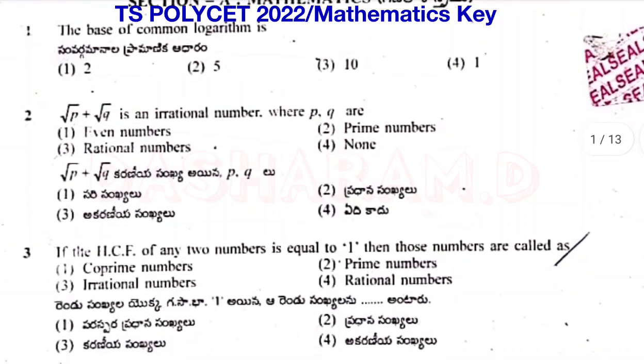Next, question number 2: root p plus root q is an irrational number, where p comma q are. So he said root p plus root q is already an irrational number, but what is the condition for p and q? Definitely p and q must be prime numbers. If p and q are prime numbers, definitely root p plus root q will be an irrational number.